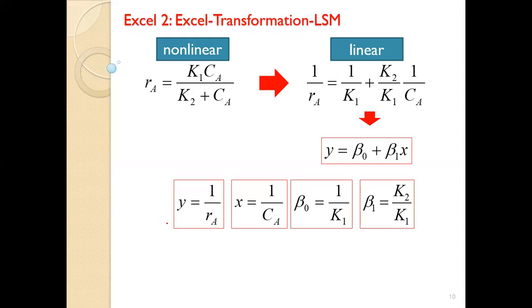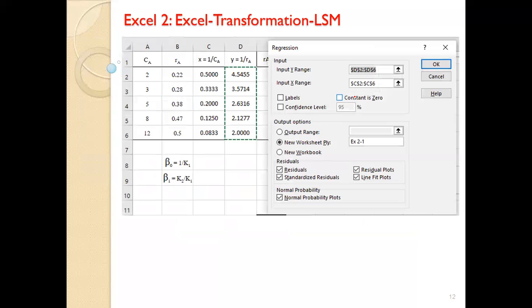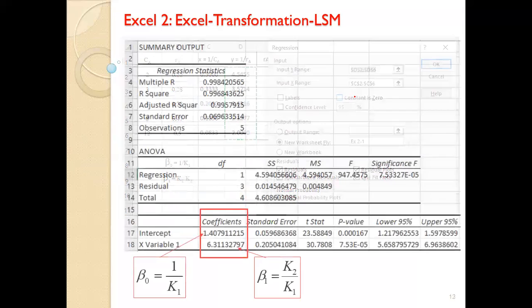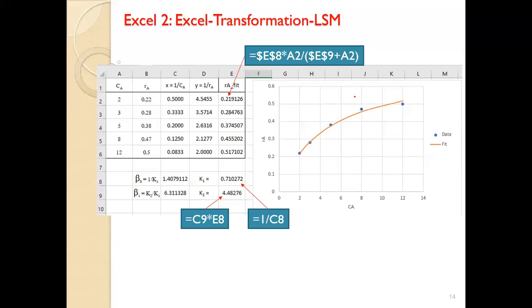And also, you can transform from nonlinear to linear. For linear, you plot 1 over R and 1 over CA. You get the slope and intercept. For this case, it's easy to transform from nonlinear to linear. You fit it like this. It's the same as I talked to you already for this case.